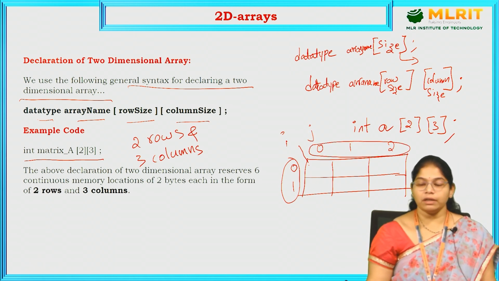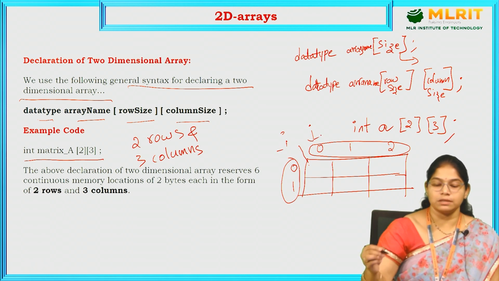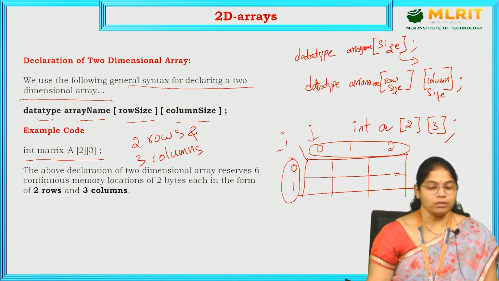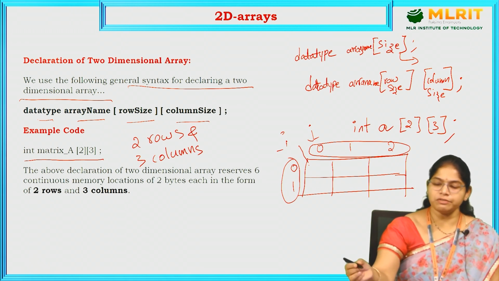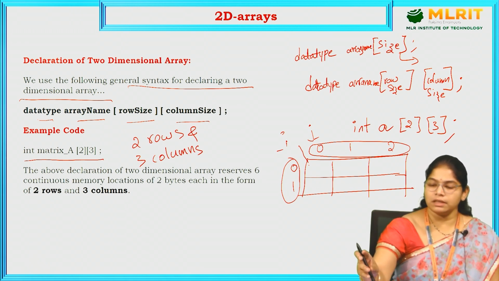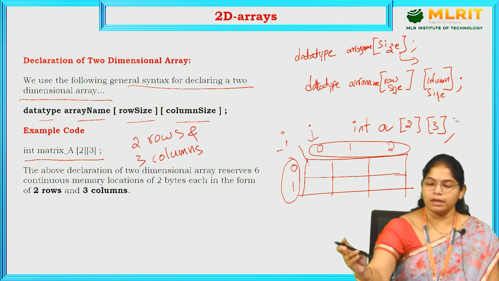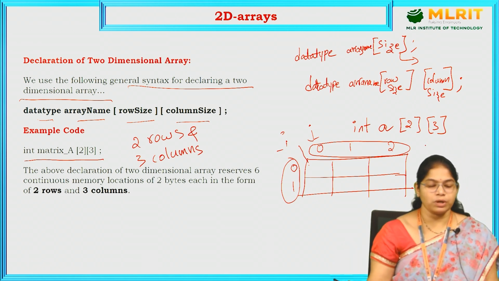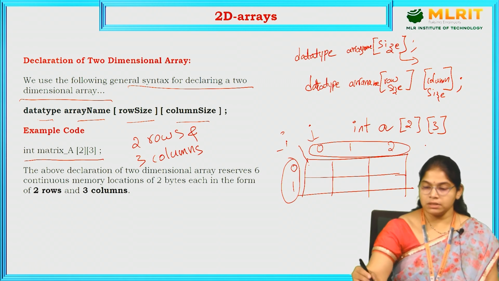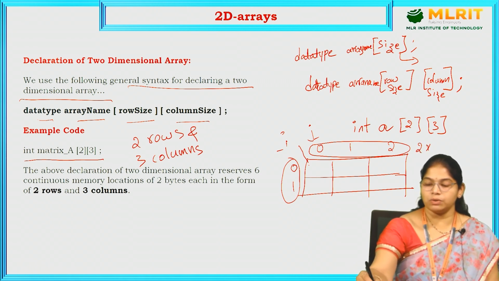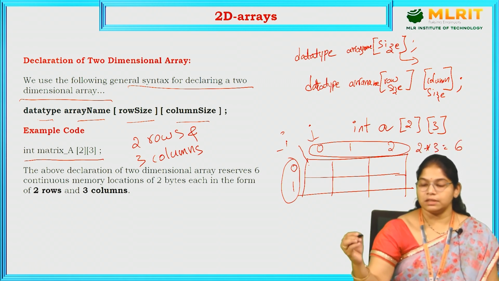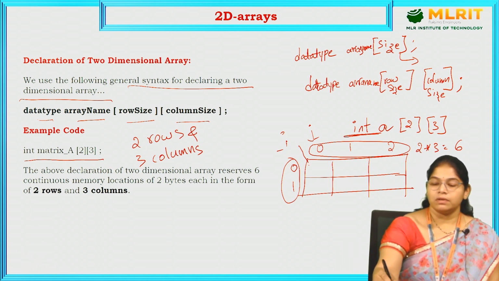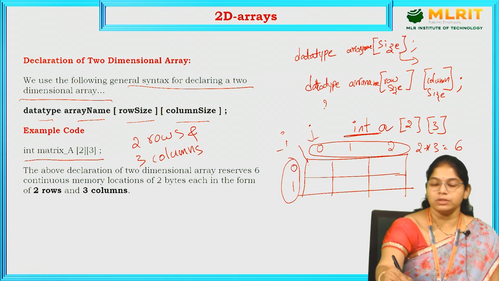So in a 2D array, we have to use 2 loops in a nested form, to represent i as a row and j as a column. Suppose I have data like this, 2 rows and 3 columns. In total, how many elements are there? In total we can store 2 into 3, that is 6 elements, each of integer type, so each occupies 2 bytes of memory.